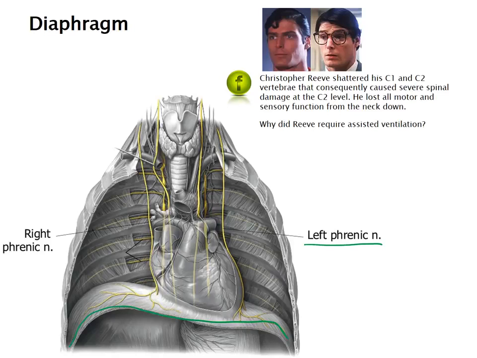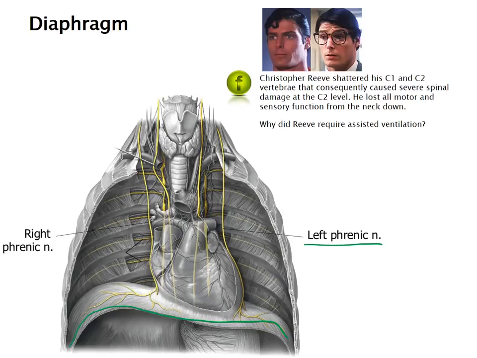The phrenic nerves originate high in the neck from the cervical plexus, specifically from C3, C4, and C5 spinal nerves. As the saying goes, C3, 4, and 5 keep the diaphragm alive. On their course, the phrenic nerves enter through the superior thoracic aperture after riding along the anterior surface of the anterior scalene muscle in the root of the neck.